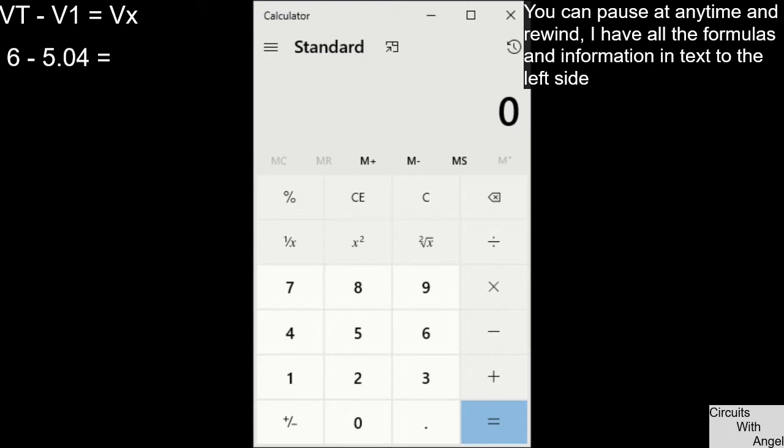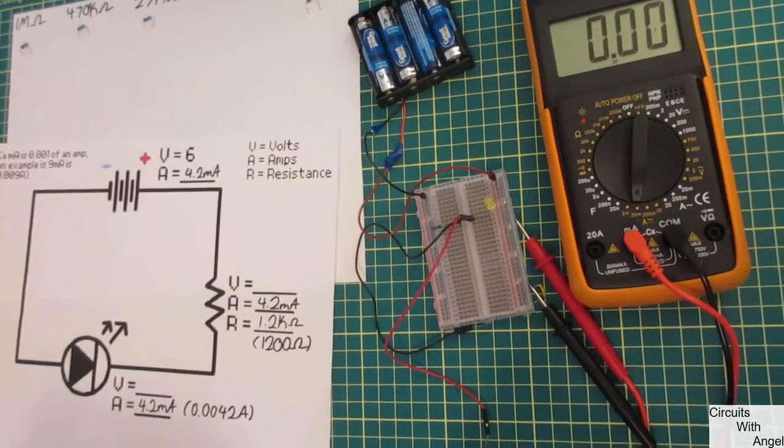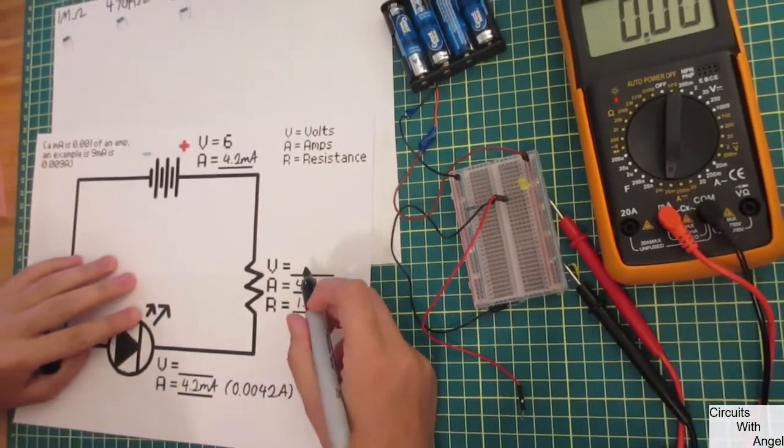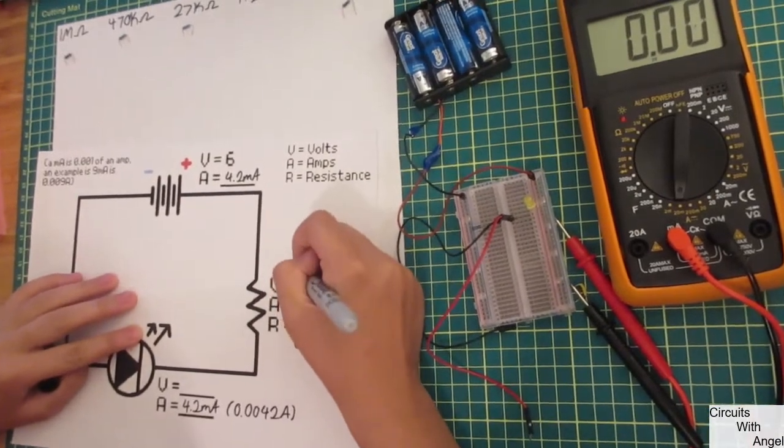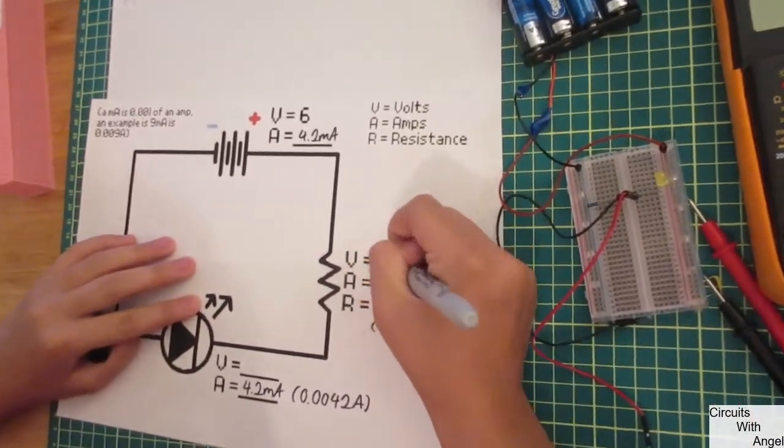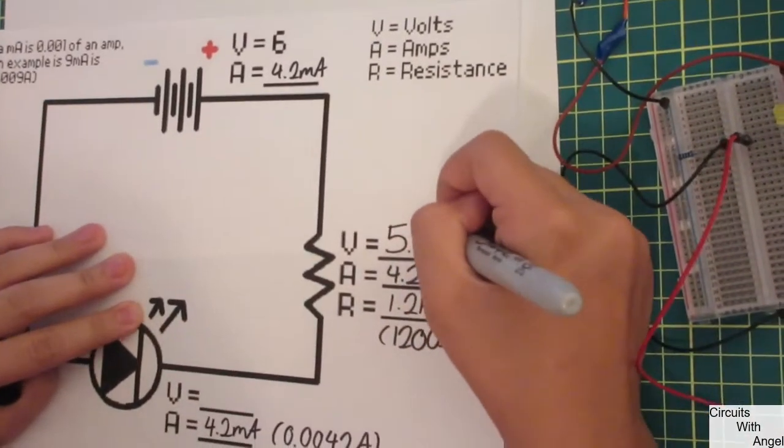But to find the voltage in the LED, we have to take the power supply voltage and minus the resistor's voltage. So 6 minus 5.04 equals 0.96 volts. And that's the amount of voltage in the LED. And that's how we're going to be calculating voltage in this video. And now all we have to do is write that down, and we're going to be done with this worksheet. And then we can move on to the other two.